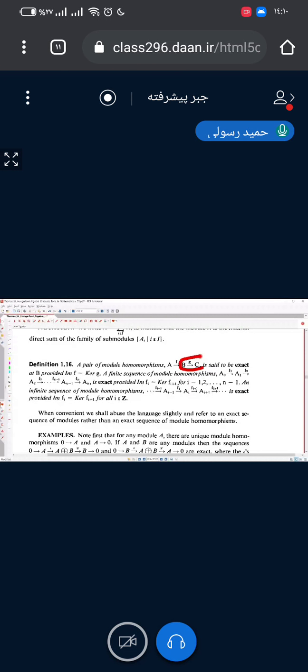This is the image of F. This is a submodule of B. By this notation we mean submodule. And the kernel of G. The kernel of G is the set of all b in B such that G of b equals 0. This is also a submodule of B.